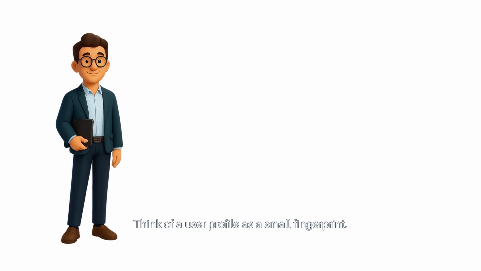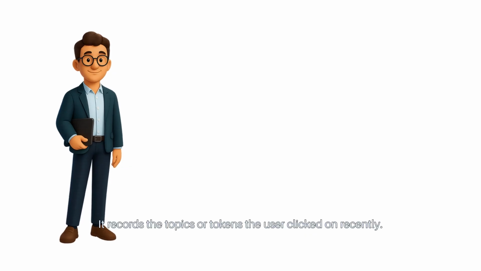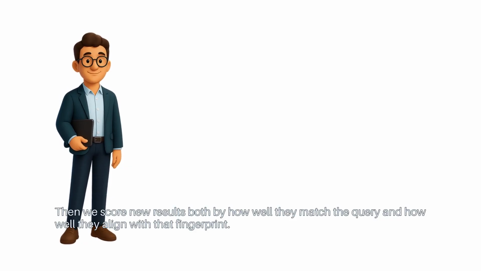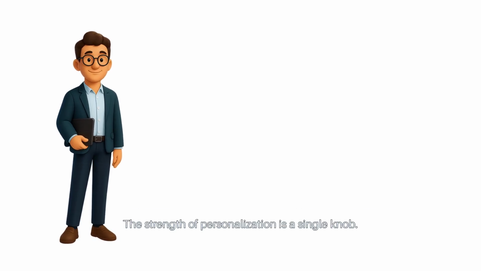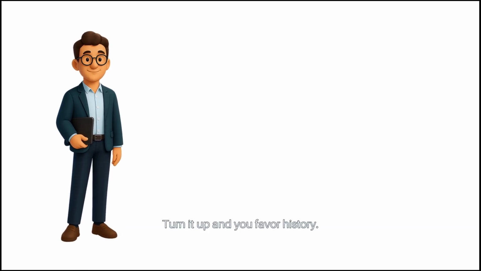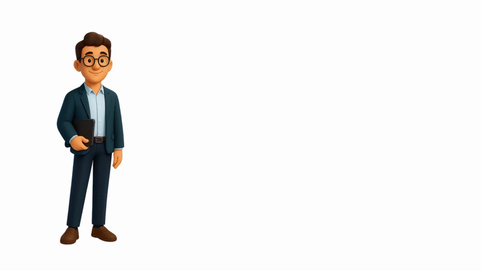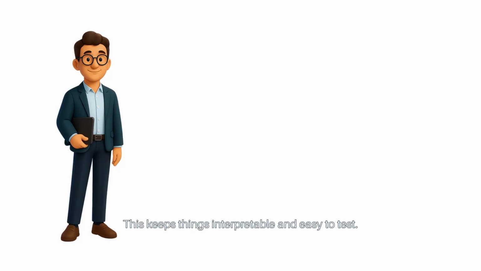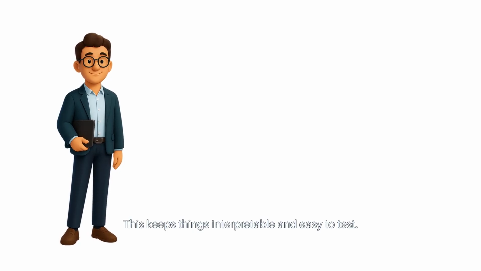Think of a user profile as a small fingerprint. It records the topics or tokens the user clicked on recently. Then we score new results both by how well they match the query and how well they align with that fingerprint. The strength of personalization is a single knob. Turn it up and you favor history. Turn it down and you trust the query more. This keeps things interpretable and easy to test.